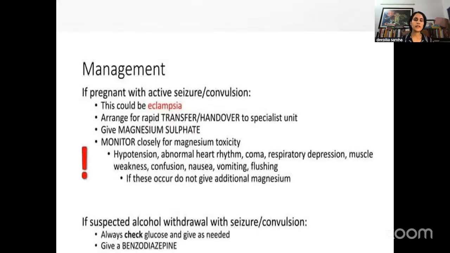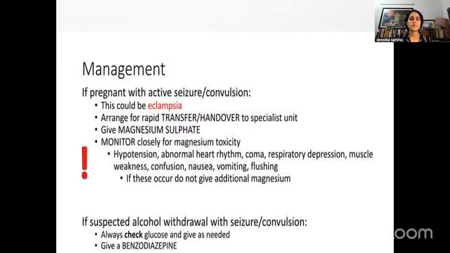And if a pregnant female comes to you with active seizures, then consider eclampsia, which is a medical emergency. Take help of your OBG colleagues also, arrange for rapid transfer and hand over to their unit. Give magnesium sulfate according to the weight. Monitor closely for magnesium toxicity: hypotension, abnormal heart rhythm, coma, respiratory depression, weakness, confusion, nausea, vomiting, flushing.